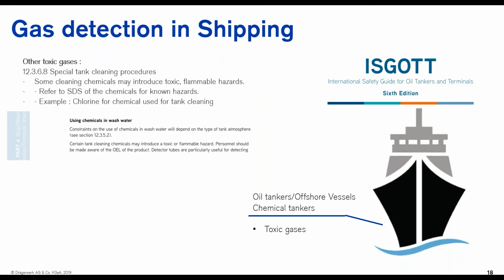For example, chlorine can be found in the chemicals used to wash the tank. So you can use chlorine tubes to detect the concentration in the environment when it's being cleaned.